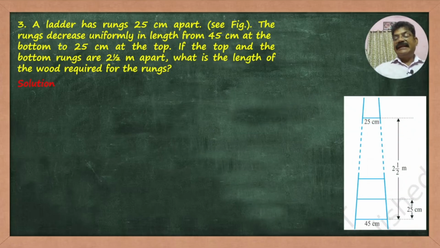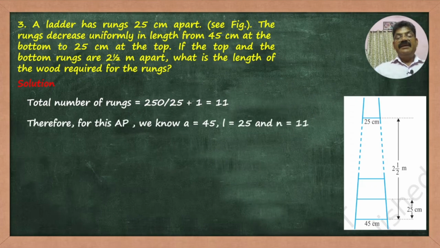You see this diagram. So total length is 2.5 meters. For each 25 centimeter, there is one rung. Therefore, how many rungs will be there? 250 divided by 25 plus 1. You have to add 1. Okay.